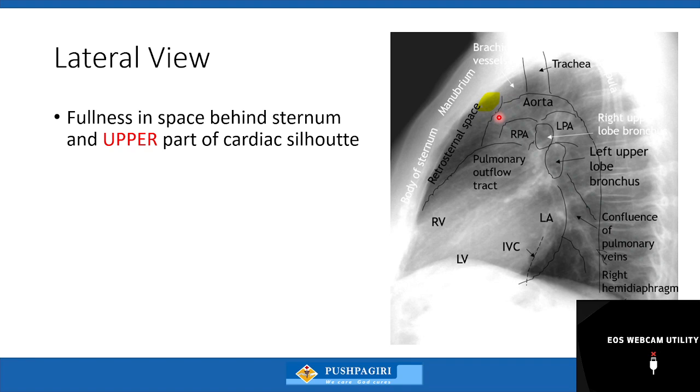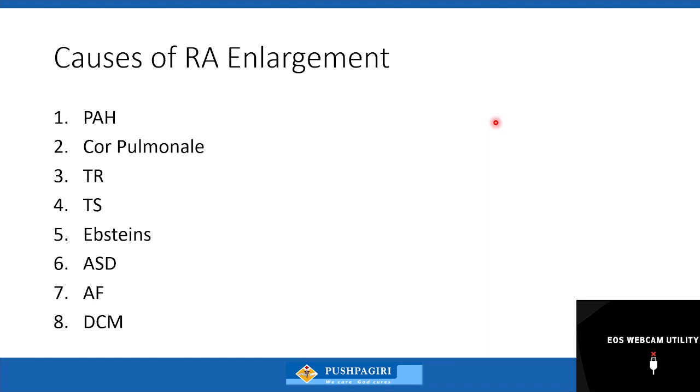The causes of right atrial enlargement: pulmonary arterial hypertension, pulmonary stenosis, tricuspid regurgitation, tricuspid stenosis, Ebstein's anomaly, massive right atrial enlargement, ASD, AF. You have not mentioned the very common cause.